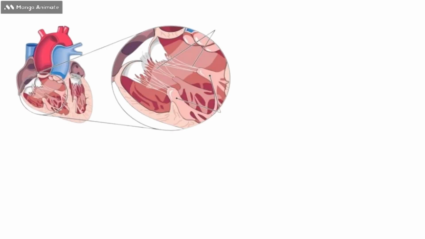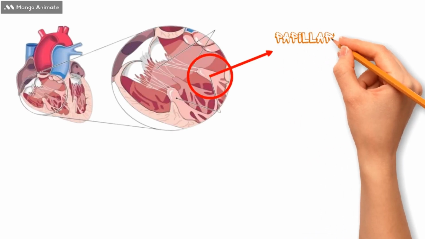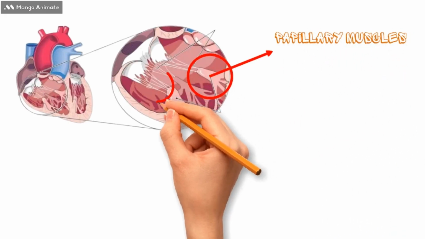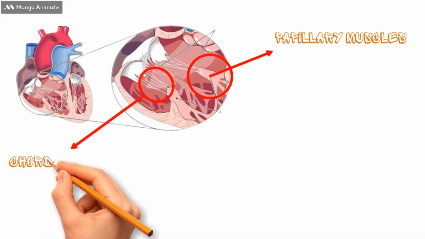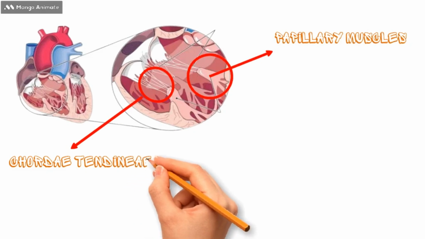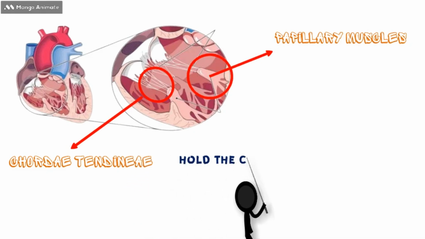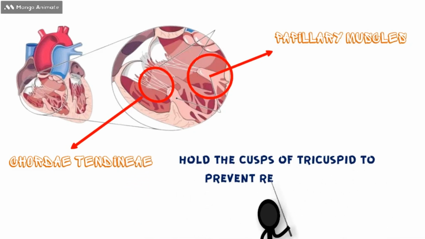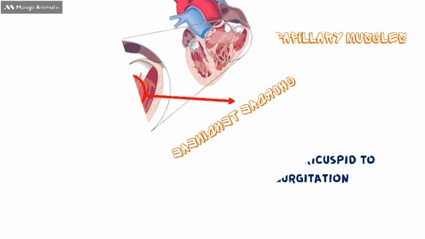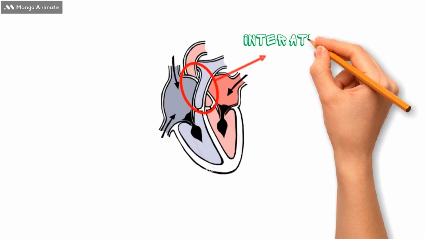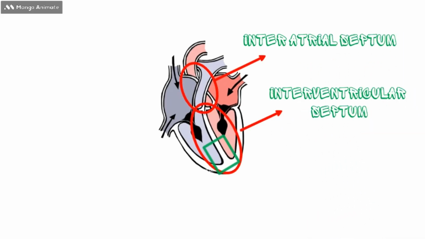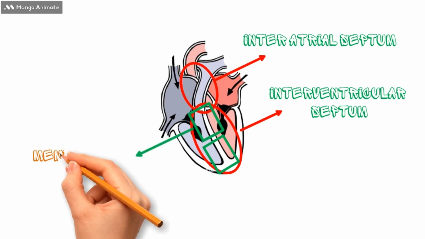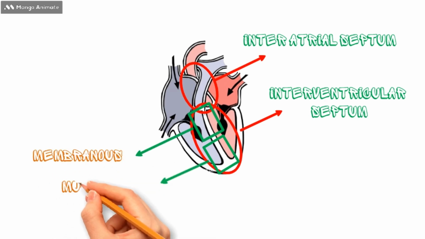Now, these tiny muscles are called papillary muscles, and they are attached to the tricuspid valve with the help of structures called chordae tendineae. These structures work collectively to make sure that the valves are not pushed back into the atria as the ventricles contract, by holding the cusps of the valves just like a spring. The separations between the atria and between the ventricles are called the interatrial septum and interventricular septum, respectively. The upper part of the interventricular septum is membranous, while the lower part is muscular.